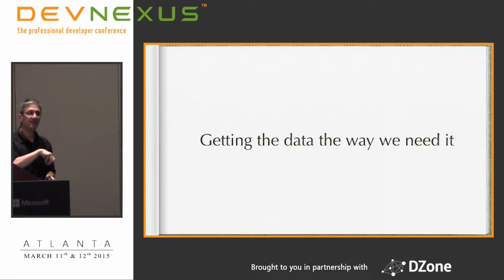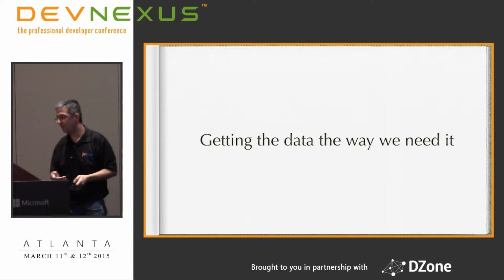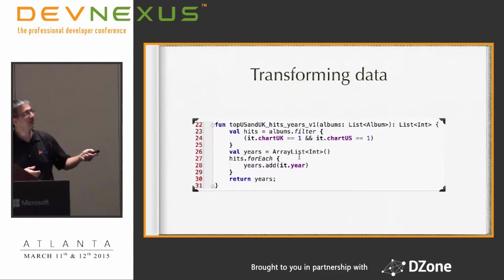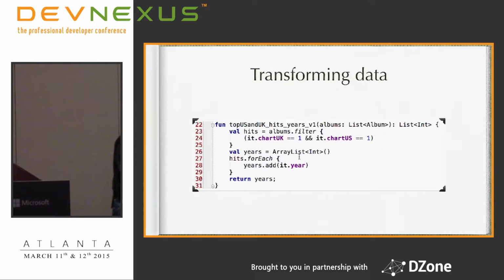Now, sometimes the data that comes out is not the way that we need it, and we need to adapt that data, and that's where all of the map and those things come in. If you look at the top US and UK hits years, in this version, what I want to do is go through the albums that were hits in the UK and the US, and then for each of them, I'm going to create a new result, which is the year in which they were hits. So now I'm no longer just saying I've got a list of values and I want to filter on those values. What I want to do is take that list of values, filter on it, and then convert it to something else.